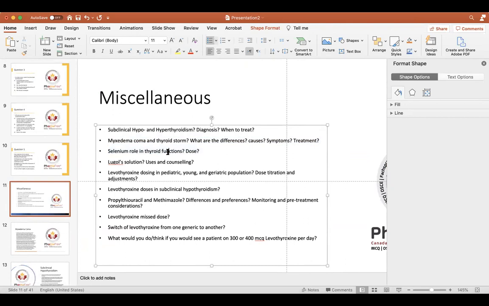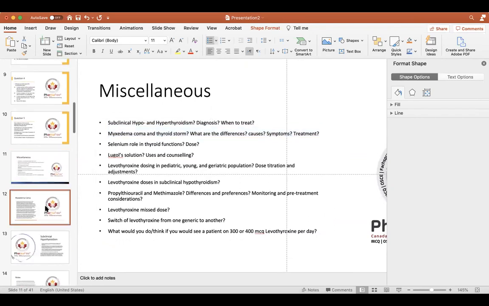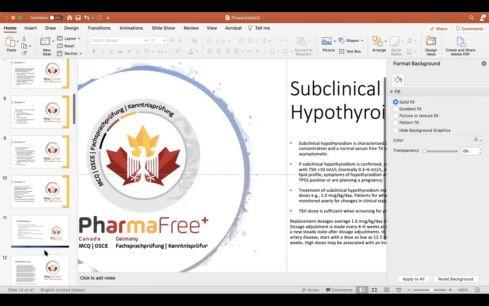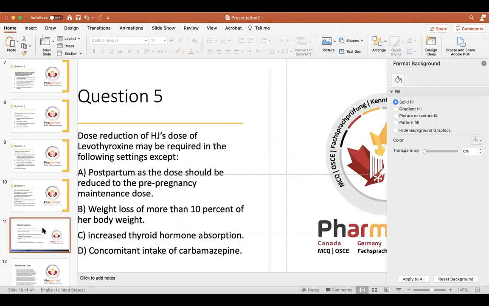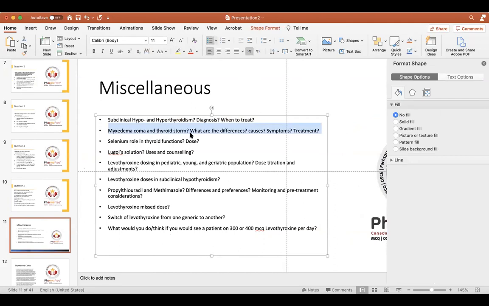Selenium role, dose, yes. Okay. Would you like to go through these questions quickly, or go on, since afterward we have some questions and cases on diabetes? This question is important, I think. Selenium role, Lugol solution question, yes. Levothyroxine dosing in pediatric, young, geriatric populations, dose titration and dose adjustment.